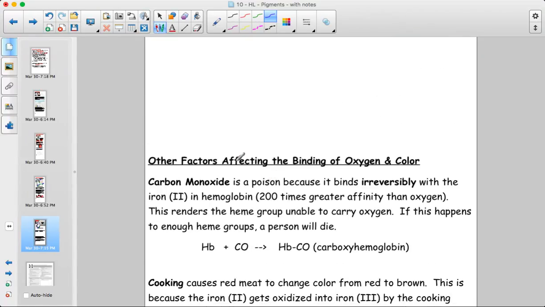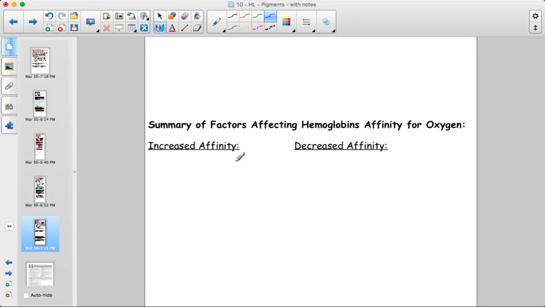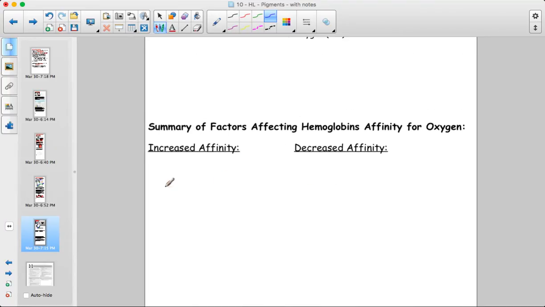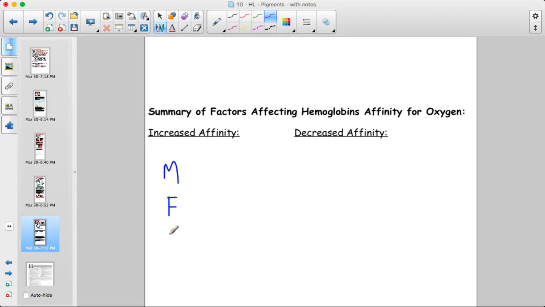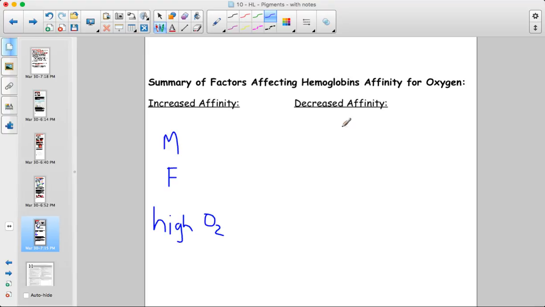So the last couple of things, that's a space to summarize the things that we've talked about. So we've talked about increased affinity would be myoglobin, and then fetal over regular hemoglobin. We've talked about how high O2 concentration leads to greater affinity, and it's actually cooperative in hemoglobin, binding more to it. Decreased affinity is regular hemoglobin, but also higher temperatures and lower pHs and greater CO2 concentrations are things that cause also low O2. And these are all things that help hemoglobin lose its oxygen where it's needed most.